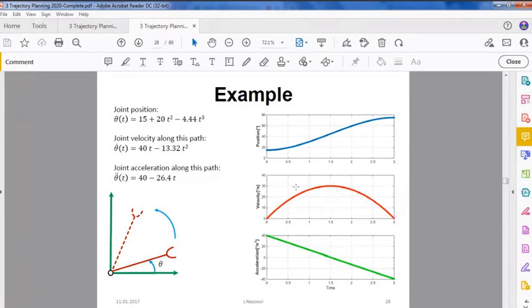Because you see the curve of your velocity, it means that your robotic arm is not stopped immediately. It stops in a smooth manner. So the velocity will be reduced little by little until the robotic arm stops.